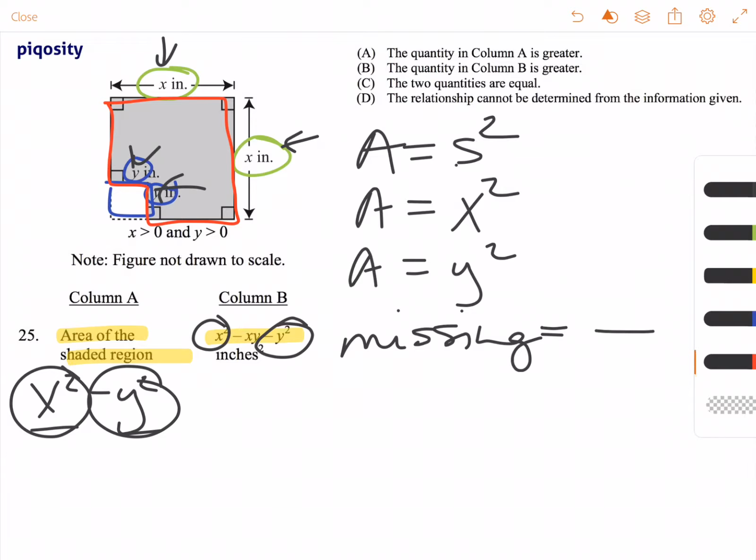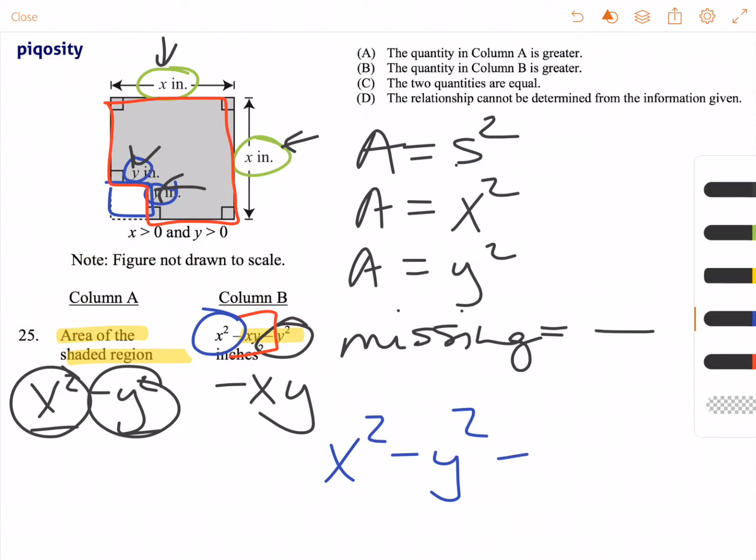But there's an important thing to note right here. Column B has another positive value being subtracted from the original x squared. This thing right here. So because of that fact, we are reducing the value of x squared minus y squared even more. So that means that column A is the larger value.